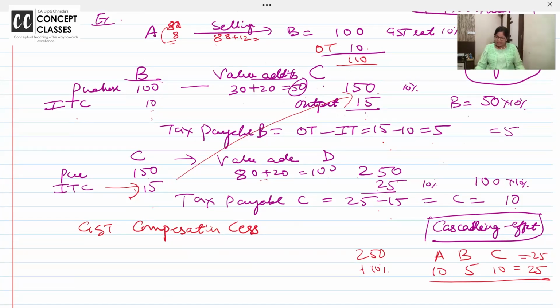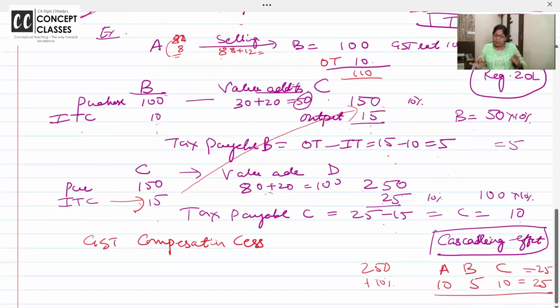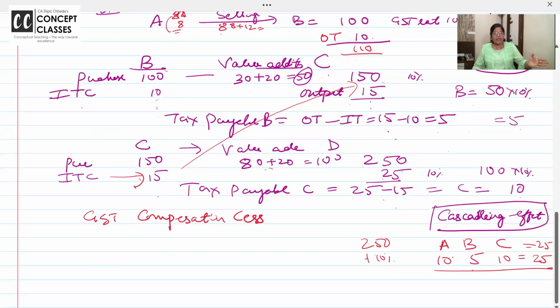That's why GST is called what, dear students? A very transparent act. And there is no cascading effect here. Why? Finally, what is the selling price the consumer D is getting? 250, right? A is paying how much tax? 10. B paid how much? 5. C paid how much? 10. In total, the government is getting 25 rupees tax.